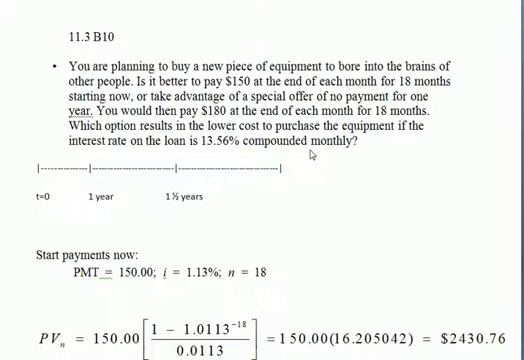That's one thing. Or you can not pay anything for a year and then pay $180 at the end of each month for 18 months. So here's the timeline, t equals 0. If you were doing the first option, you would start here, t equals 0, and then go along for a year and a half. That would be the end of it. If you were doing the second option, you would start at t equals 1 and then move along for another 18 months. So what we are going to do is bring both of the payments back to t equals 0 and then compare them.